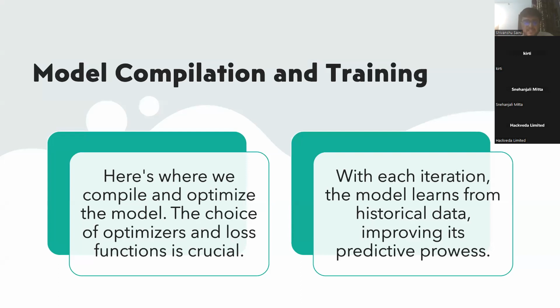Model compilation and training. Compiling involves defining the optimizer and loss function. Training the model involves iterative learning from historical data, gradually improving its accuracy and reducing the prediction errors.